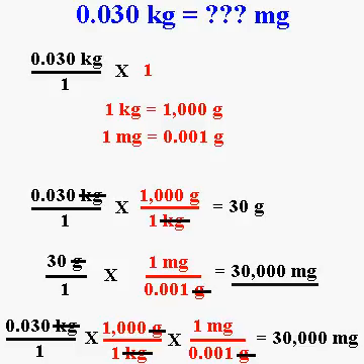Now that's the same as the answer before because we're solving the same problem. We're just taking these two steps and combining them into one big long step. It doesn't matter which method you use, as long as you get the right answer, 30,000 milligrams.